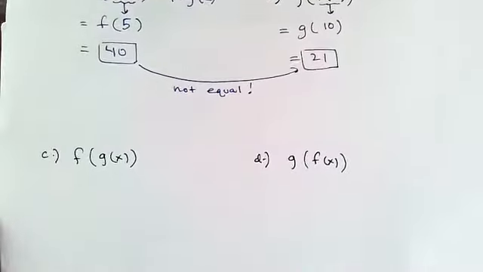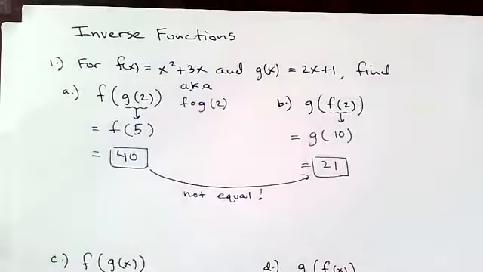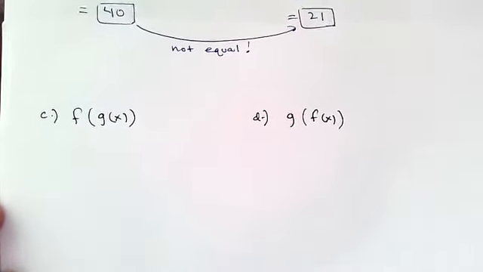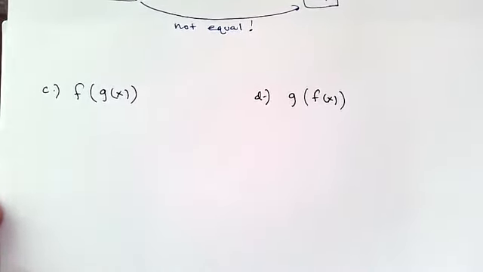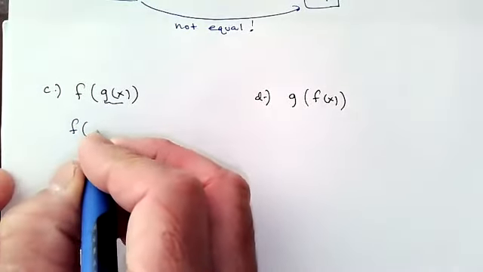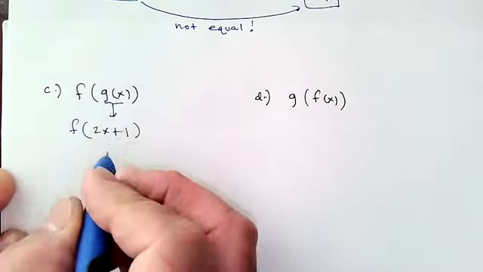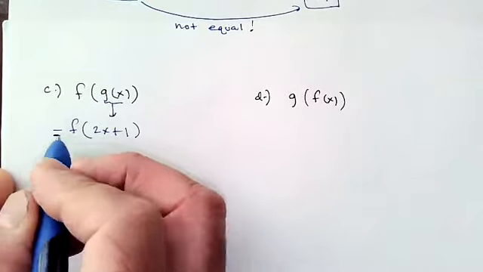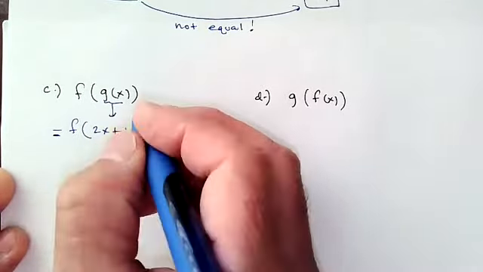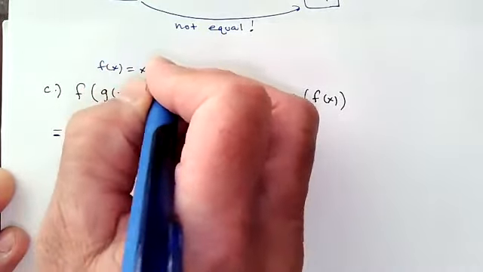So another thing you could be asked to do, which will kind of confirm why we're getting two different answers here, is let's see what happens if you do f of g of x in general. Same thing, I want to start with g of x, which was the function 2x plus 1. So I'm just going to replace that with 2x plus 1. And now I have to evaluate f of 2x plus 1. We can't see f of x. I'll write it up above here. f of x is x squared plus 3x.